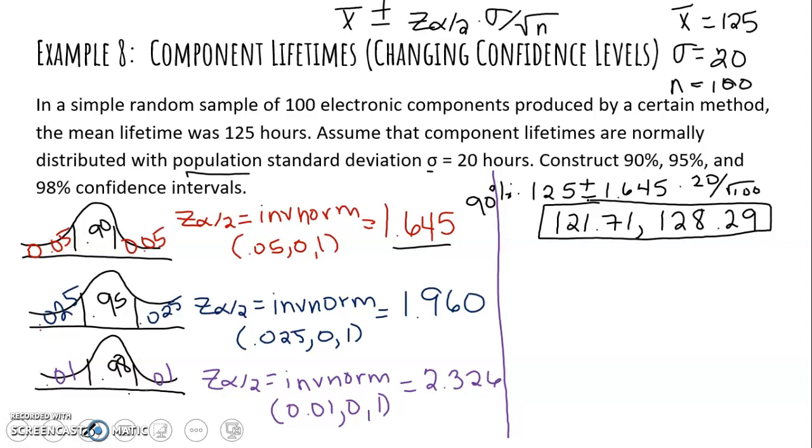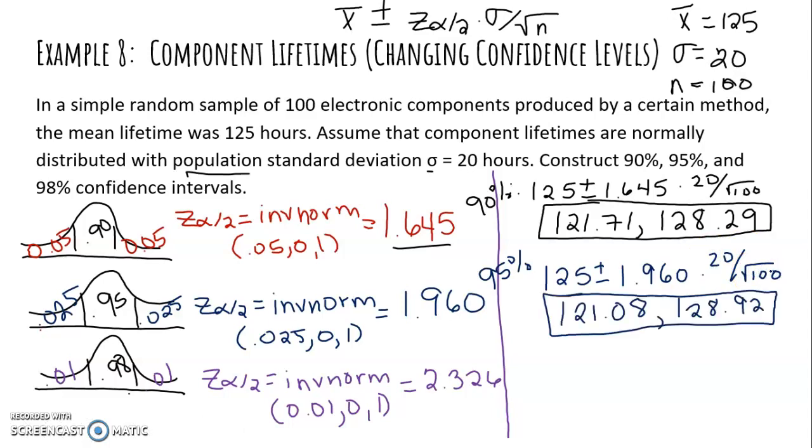So next, let's do the 95% confidence level. So we're going to do the confidence interval for that. So almost the same thing, 125 plus or minus, but instead of 1.645, we replace it with 1.960 times 20 over the square root of 100. And we get 121.08 to 128.92, so we're 95% confident that the true mean lifetime of electronic components is between 121.08 hours and 128.92 hours.